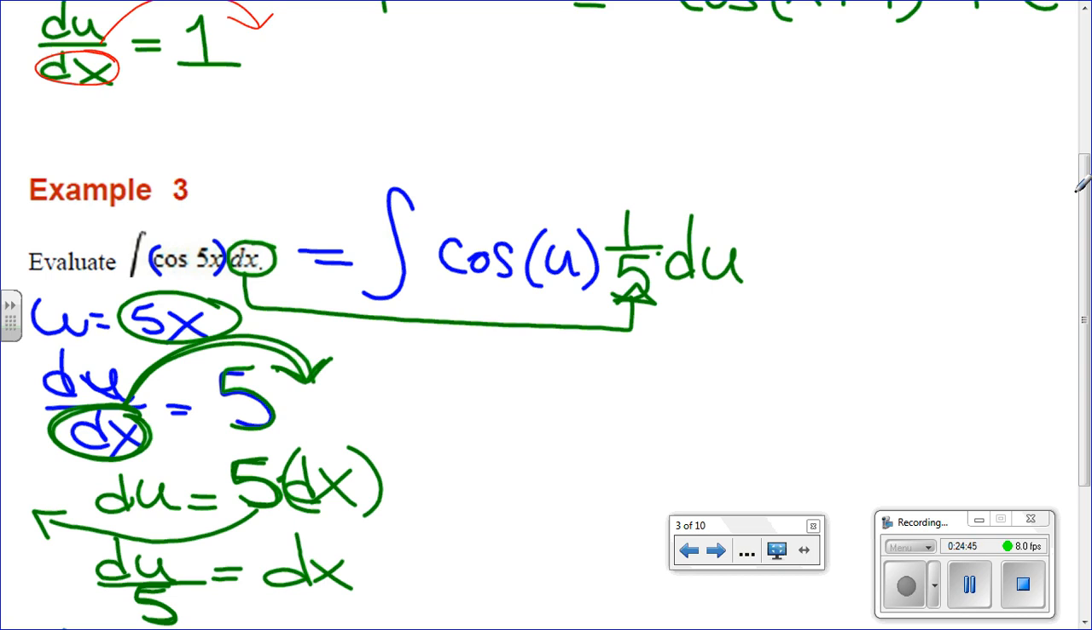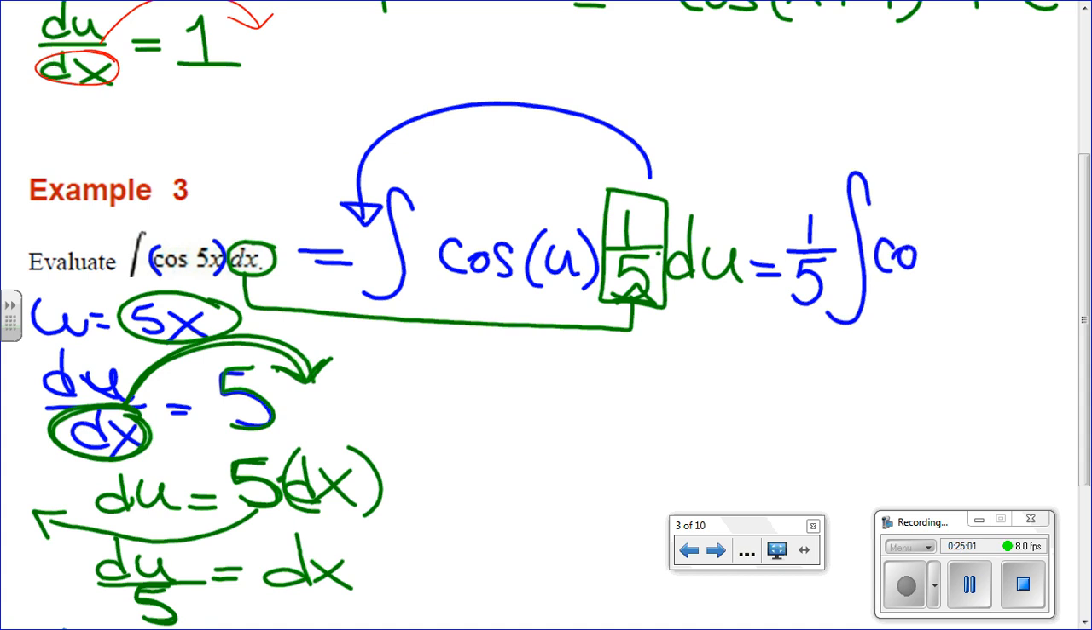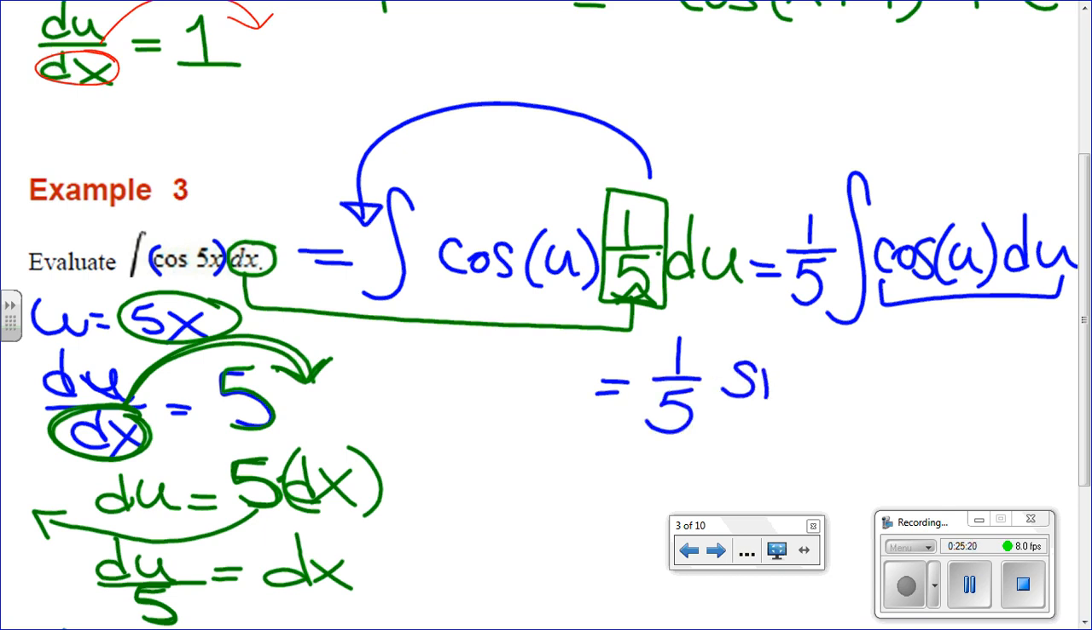Now, what I can do is factor out this 1/5 and take it to the front of the integral expression. So 1/5 times the integral of cosine u du. Now this is an easy integral that we know by formula, right? So what's the integral of cosine? Sine. So it will be 1/5 times sine of u plus c.